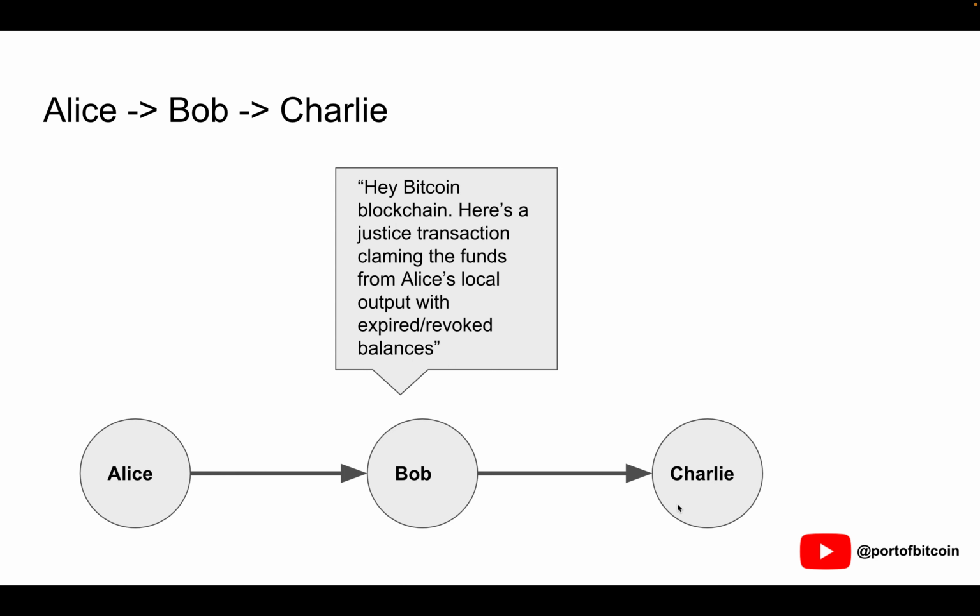And this is where Bob can broadcast the justice transaction to the Bitcoin blockchain, effectively stealing Alice's funds, punishing her for trying to close the channel with revoked historic balances. As long as Bob identifies that Alice is trying to cheat him, Bob can broadcast this justice transaction and ensure that Alice doesn't steal his money. In fact, Bob actually steals Alice's money, as in a justice scenario.